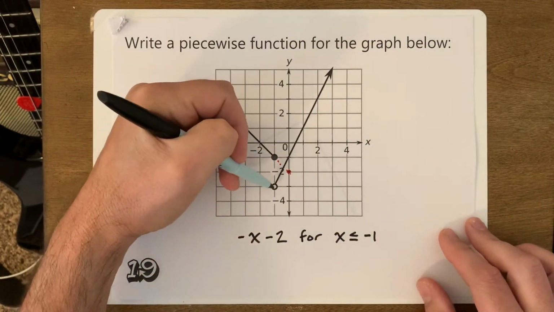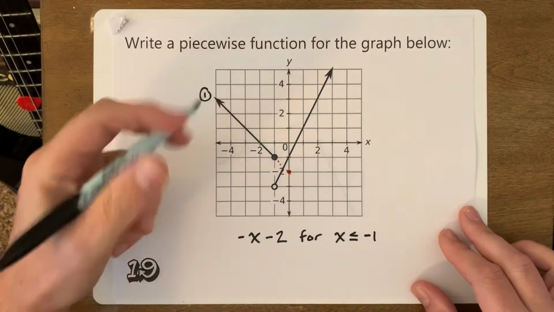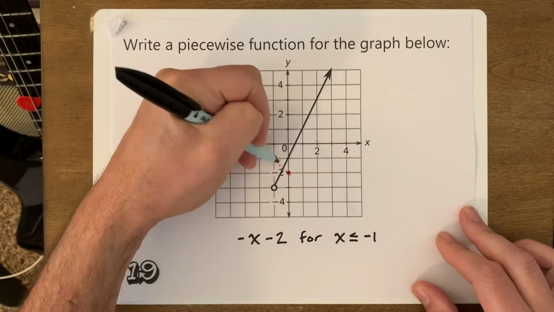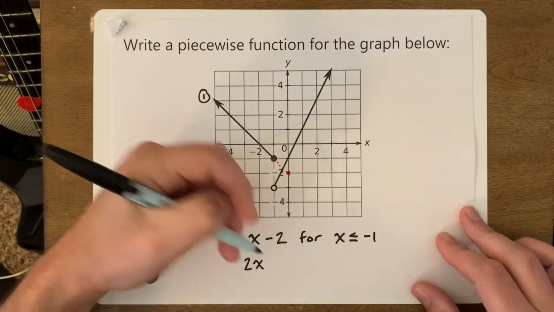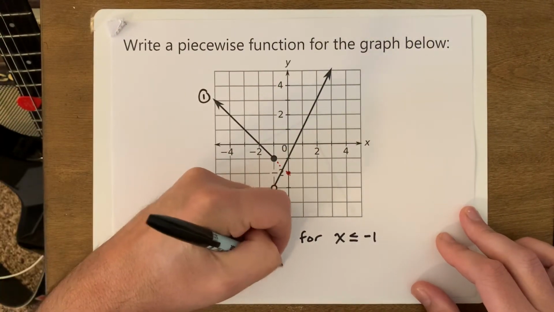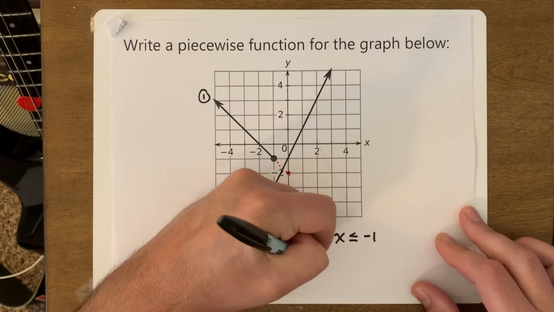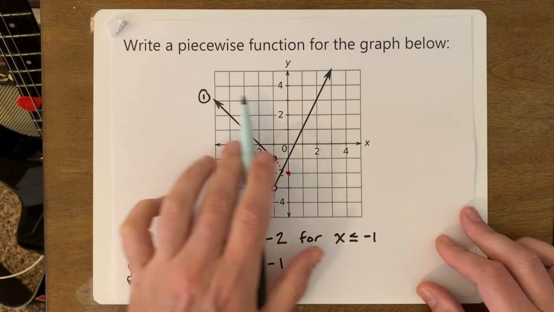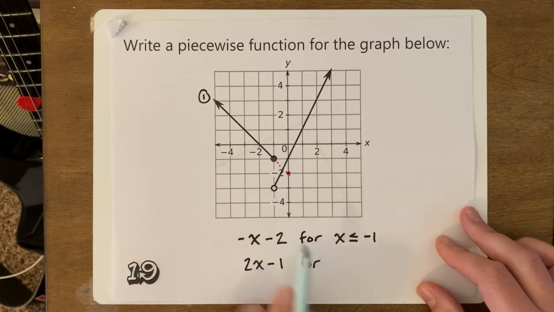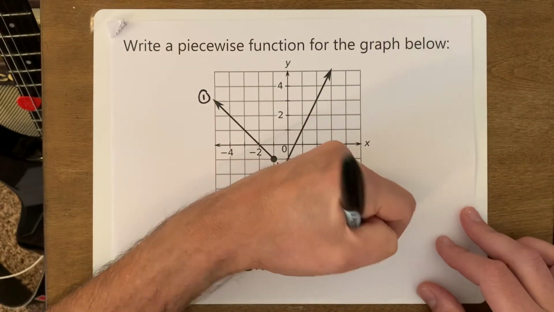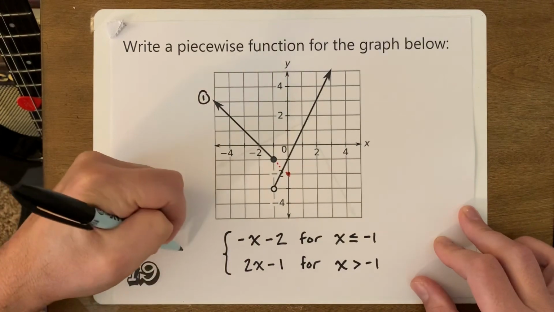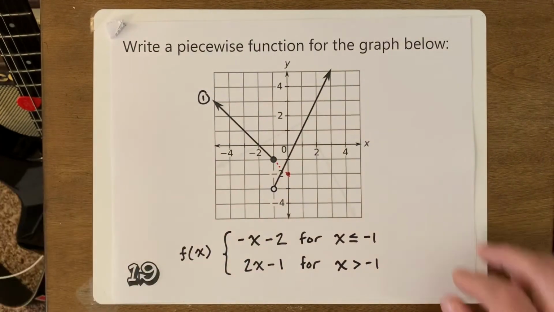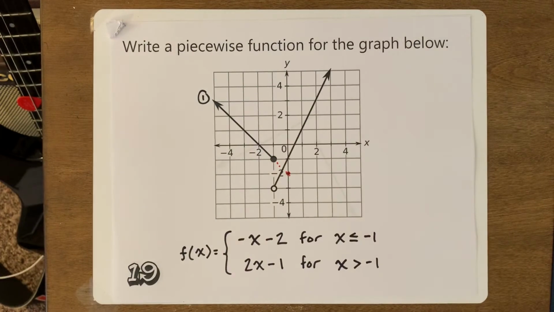This piece starts down here with an open circle and goes up. It has a slope of 2 and has a y-intercept of -1. So we have positive 2x from the slope minus 1 from the y-intercept for everything else in the domain. And the domain is all reals because that point's covered right there. So for all x, and that would be strictly greater than -1. And that is our function, f of x. And that's what you would have to write.